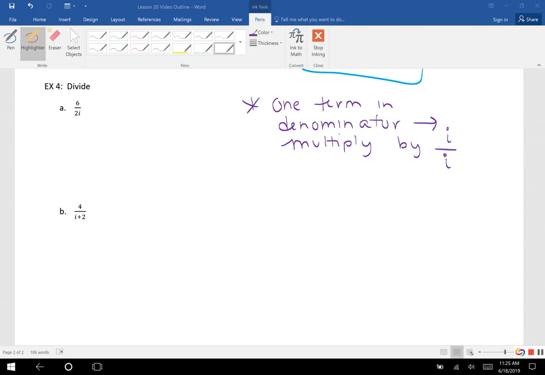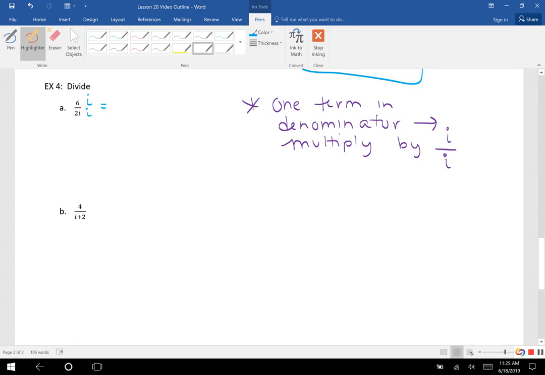Now when it comes to division, we're going to have to do something that is pretty similar to that rationalizing the denominator that we talked about a couple lessons ago. So if there's only one term in the denominator, like in example A, the concept is we want to get rid of those i's in the denominator. And so to do that, I am going to multiply top and bottom by i.